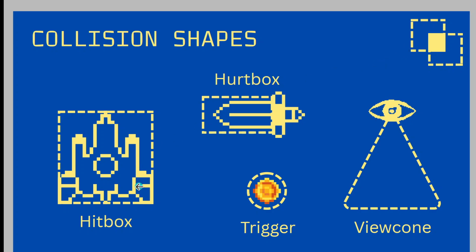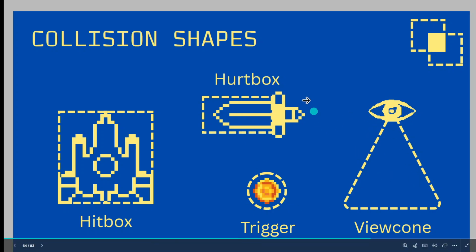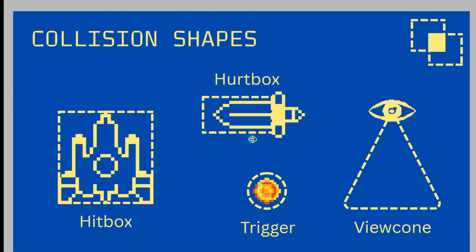Okay, yeah, and so these are just the different names for collision shapes. You might hear the hitbox is the collision shape that if something hits it, it gets registered. The hurtbox is essentially that, but for hitting something. You have triggers, you have view cones. These are all just different names for collision shapes.